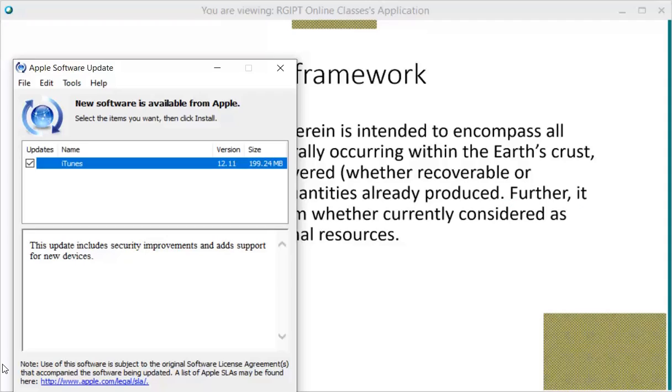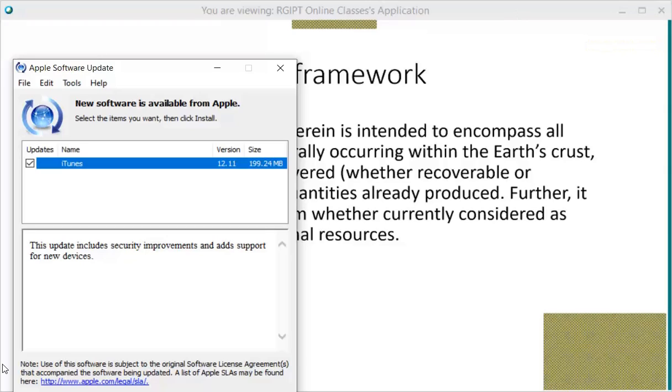Further, it includes all types of petroleum, whether currently considered as conventional or unconventional resource. Combining all these, what you have is called resources. Is this clear? I hope it is. Maybe you want to just read through that once again.